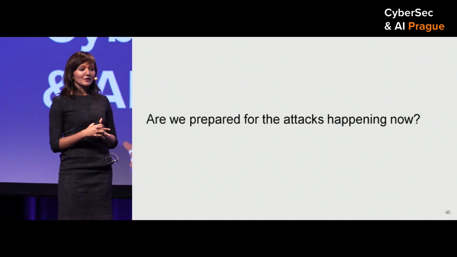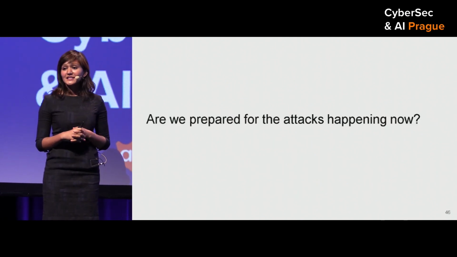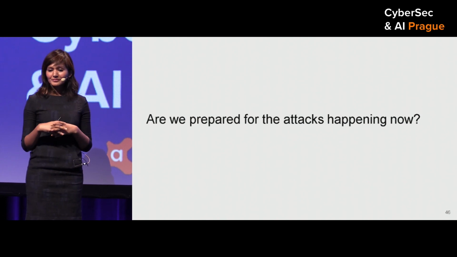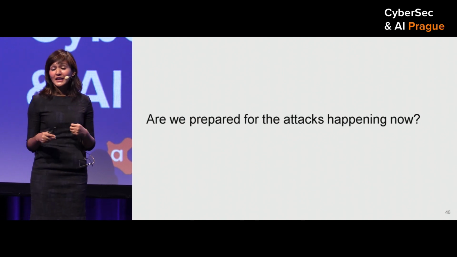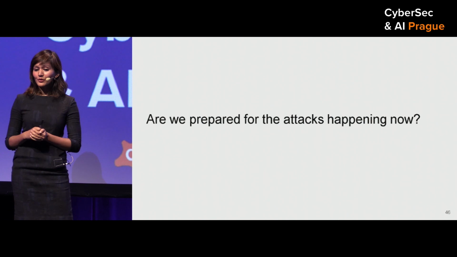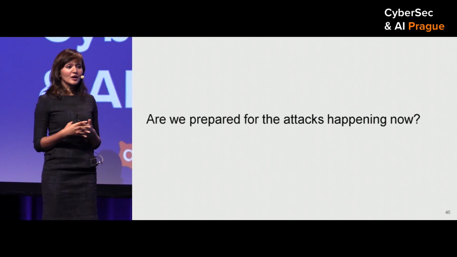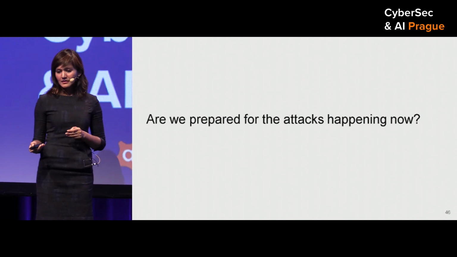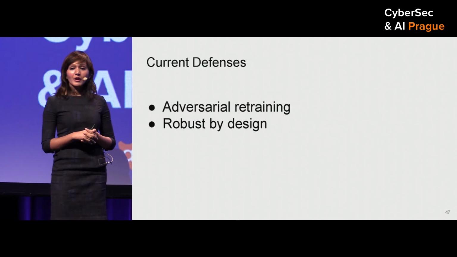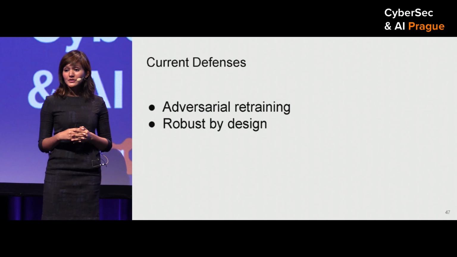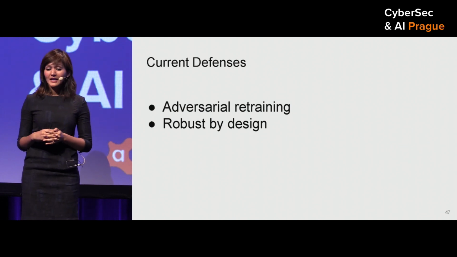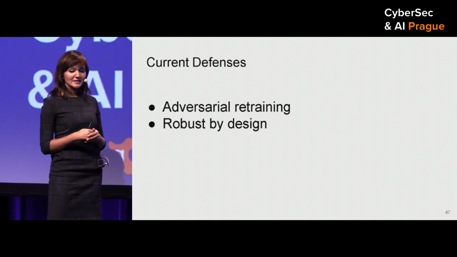Now that I told you that current attacks do not help us answer the question of what kind of attacks are useful, there are already adversarial attacks happening in the real world. And are we prepared for these attacks? There are a lot of defenses proposed to defend against adversarial attacks. I will talk about two of these defenses.